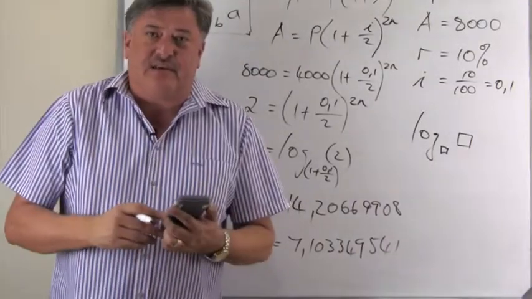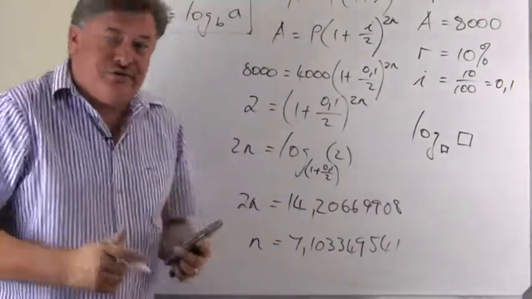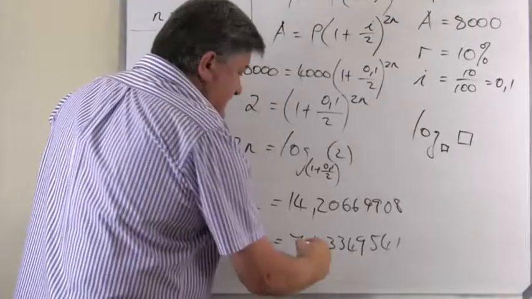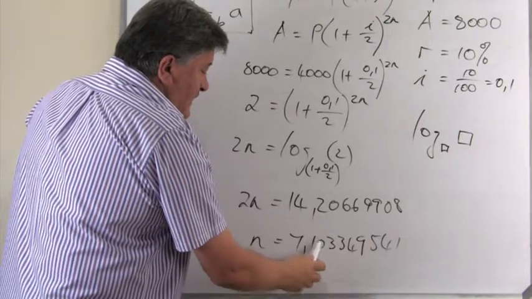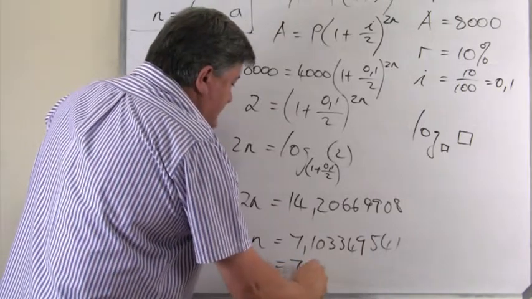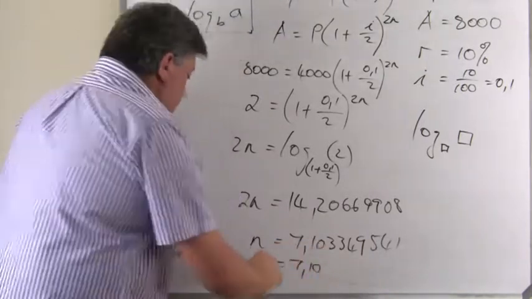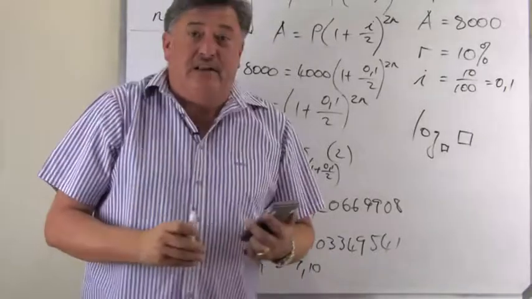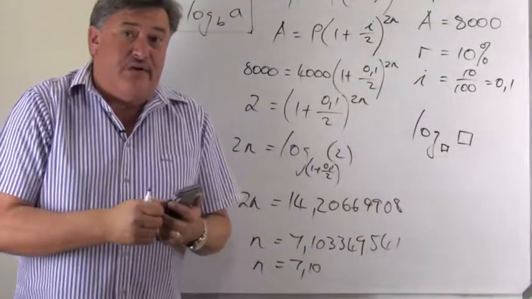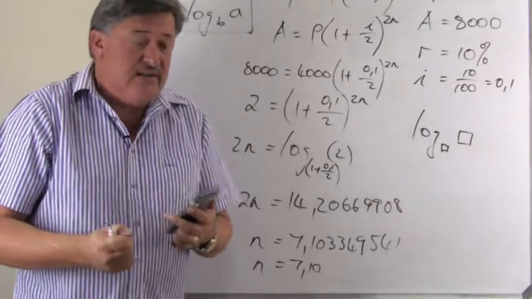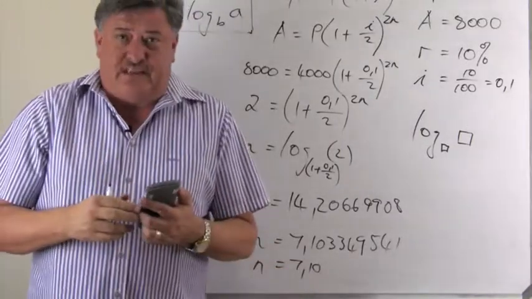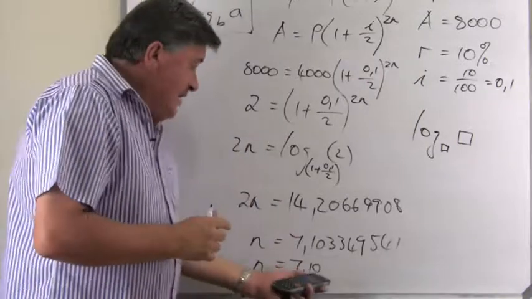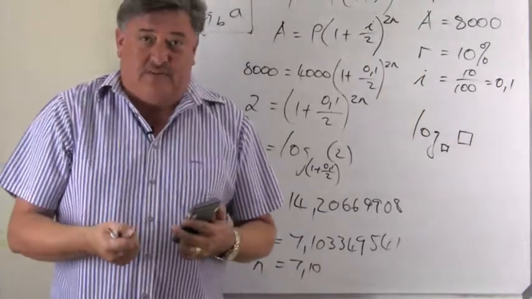Now, in many cases, the question will say, round off to 2 decimals. Then you round this answer to 2 decimals. So you look at the third one, which is less than 5. So that one will not change. So you get 7,10. Many examiners prefer that you put the 10 if the question says 2 decimals. Even the 0 doesn't really make a difference, but rather put it down for safety. So this is my answer to 2 decimals.